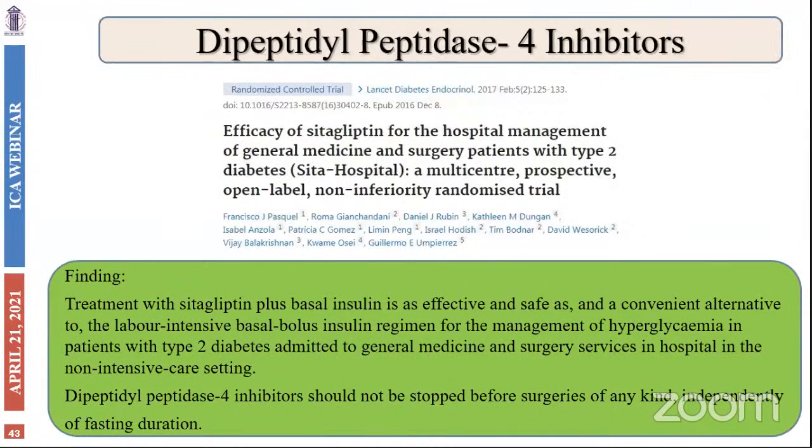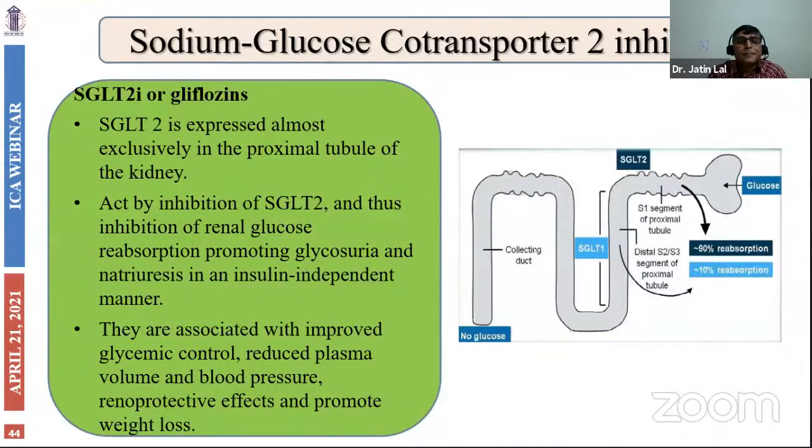And they found that treatment with sitagliptin plus basal insulin is an effective, safe, and convenient alternative to the labor-intensive basal bolus insulin regimen for management of hyperglycemia in type 2 patients admitted to general medicine and surgery services in hospital in non-intensive care settings. So these should not be stopped before surgeries of any kind, independently of the fasting duration.